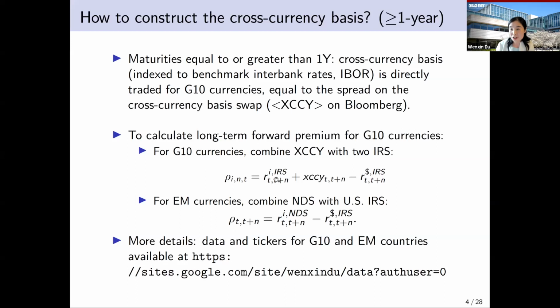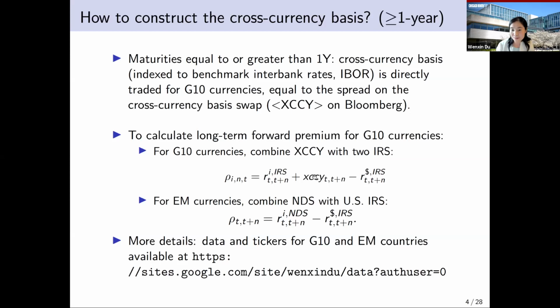Okay, so essentially you have a collection of 3 swaps. 2 are the within-currency interest rate swaps and 1 cross-currency basis swap to get you a synthetic long-term forward premium. That's pretty much analogous in concept to the short-term forward premium we just calculated on the previous slide. Okay, so that's the convention for advanced economy or G10 currencies without capital control.